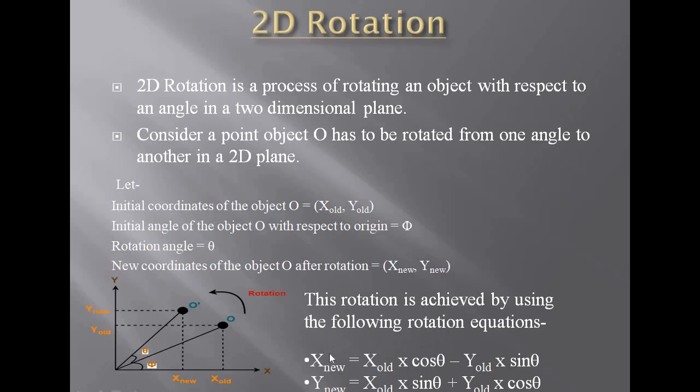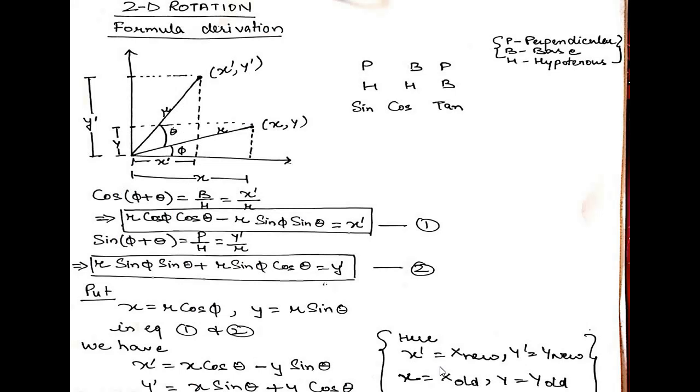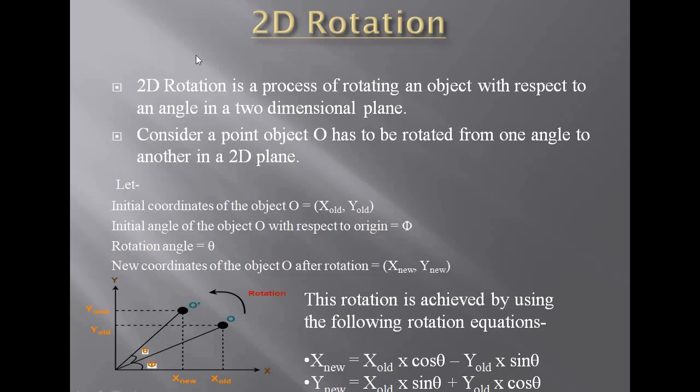Here there is a formula to solve this equation. We can find x new, that is equal to x old multiplied by cos theta minus y old multiplied by sin theta, and you get y new from x old multiplied by sin theta plus y old multiplied by cos theta. The theta value will be given to you, and there is a formula derivation for these cos theta and sin theta, from where these values come.